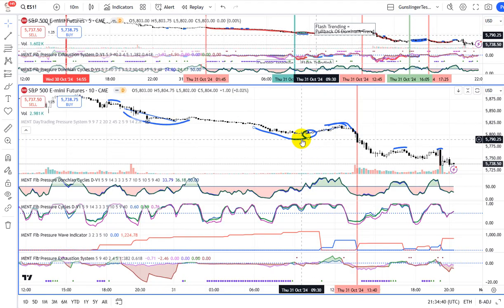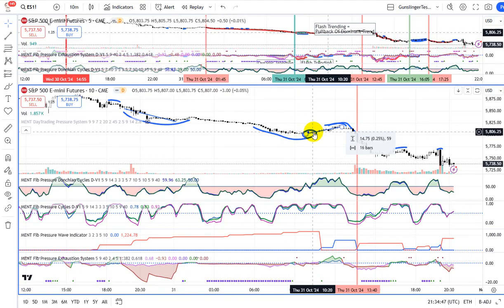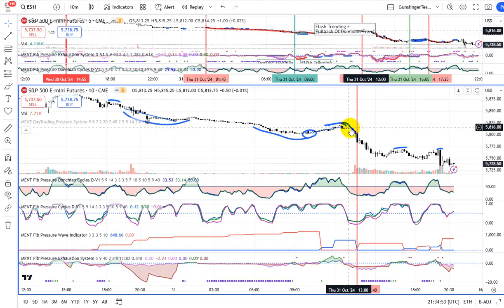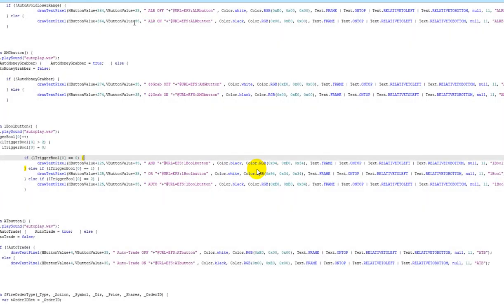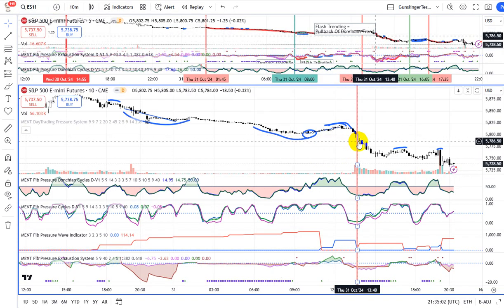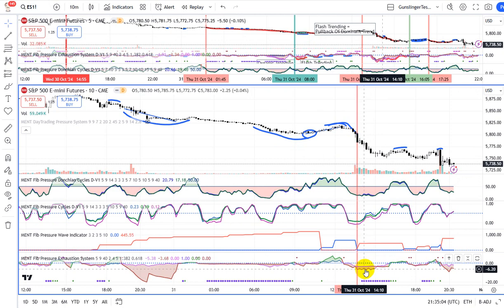Same thing here. It was in a downtrend. It moved into flash trending. It was looking for that base bottom over here. It found it, and it rolled into bullish flash trending, which means it's looking for the top to roll over, which it did right here. There's my other system. And once it did roll into this mode here, it moved back into organic trending.